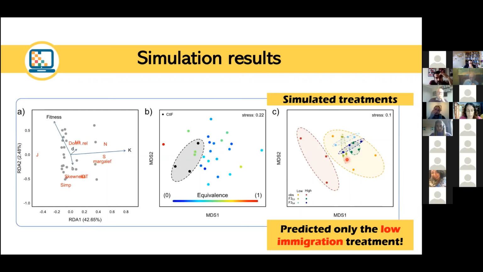So this is the result from the 2 models that we selected. The green one represents one model, and the blue one represents the other parameter set. And both simulations were included in the low immigration treatment. So we predicted only the low immigration treatment.